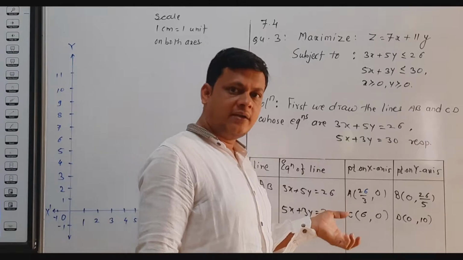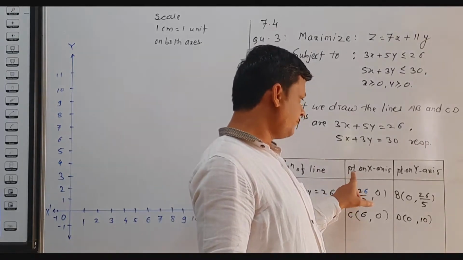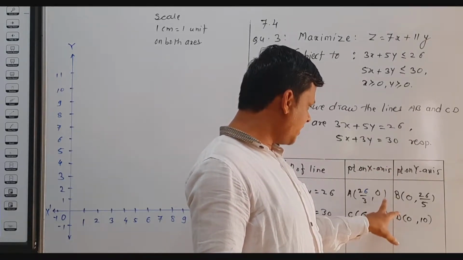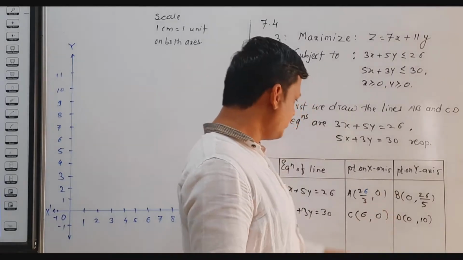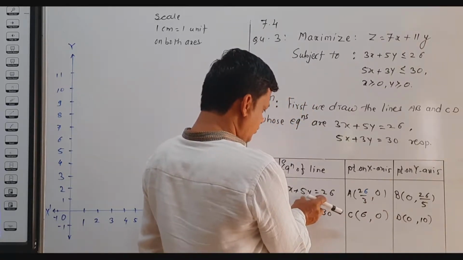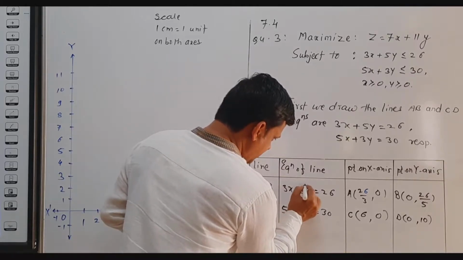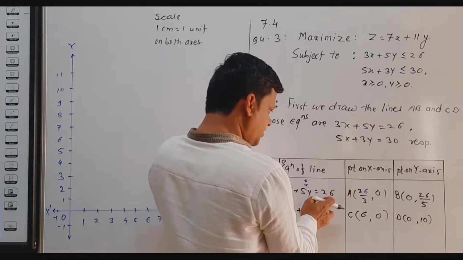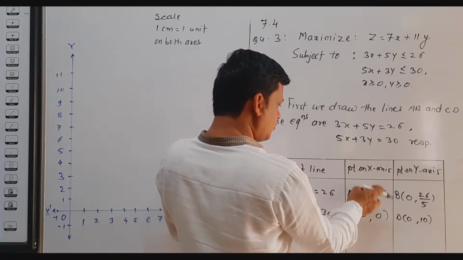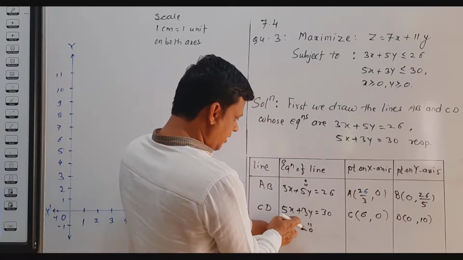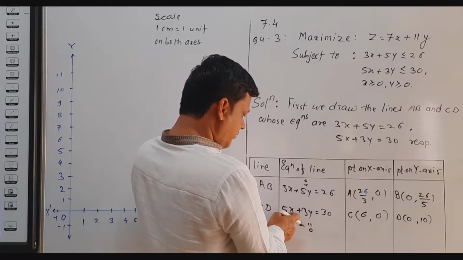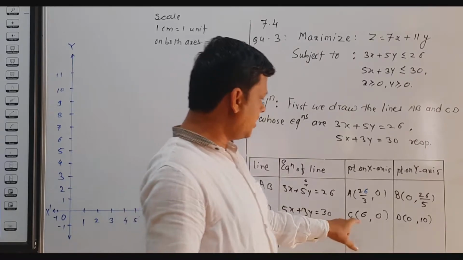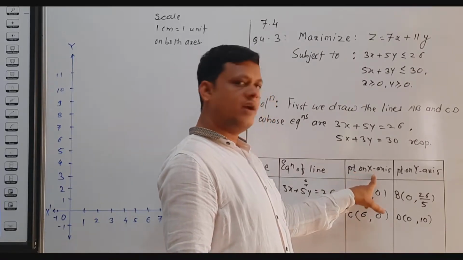Now we have to find the coordinates of the points that lie on the x-axis. We know that on the x-axis the y coordinate is 0. So we substitute this. When we replace y by 0 in both, for the first point A we get 3x equals 26, that means x is equal to 26 by 3. Similarly here, 5x equals 30, so x equals 30 by 5, that is 6. So we get the coordinates of points A and C which lie on the x-axis.